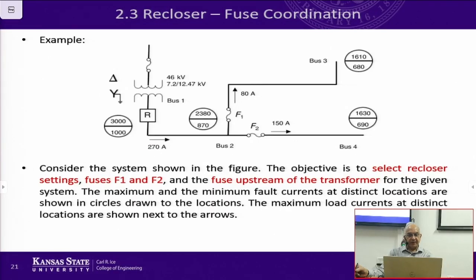So here's an example we're going to look at. So here is an example of a system. We have a 46 kilovolt system here, and then on the low side it's 12.47 kilovolts. This is the 46 kilovolt line to line delta side.